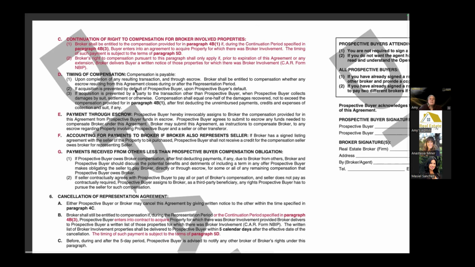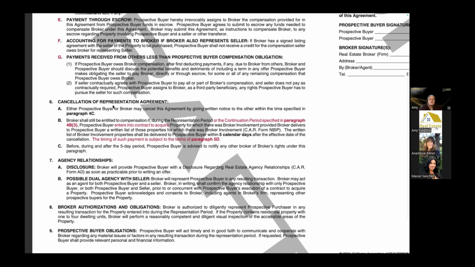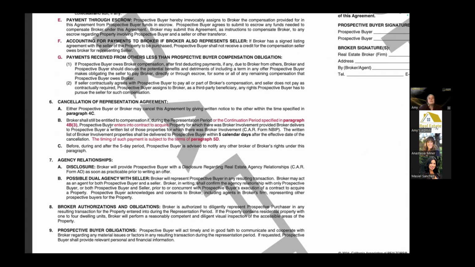Timing and compensation didn't change. This is the numbers. We've got cancellation of representation agreement. Broker shall be entitled to compensation if during the representation period or the continuation period specified in paragraph 4B3, prospective buyer enters into contract to acquire property for which there was broker involvement. And they just said, hey, timing of such payment is subject to terms of 5D, which is basically the close of escrow or upon legal suit.